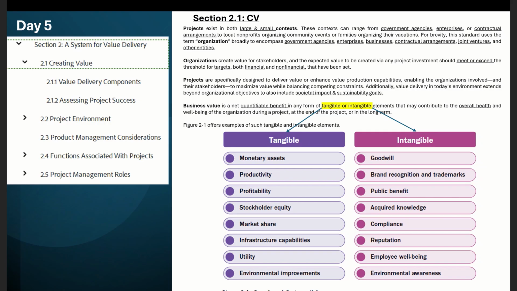In this part, you have to highlight the meaning of organization, because here it is explained that organizations broadly encompass government agencies, enterprises, businesses, contractual arrangements, joint ventures, and other entities. Organization is the term that we are going to use in any kind of PMP test in order to provide any kind of scenario. You can take this as a keyword.